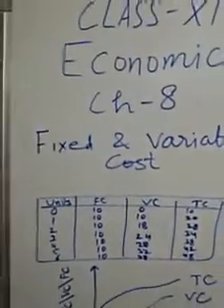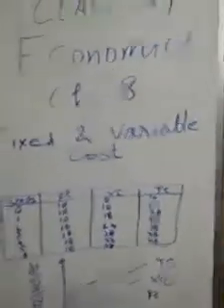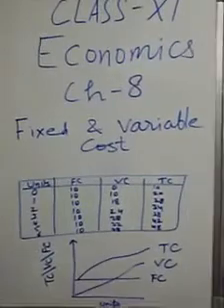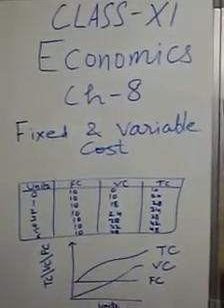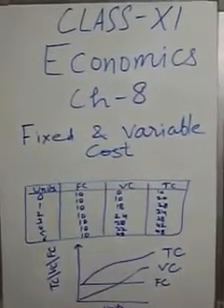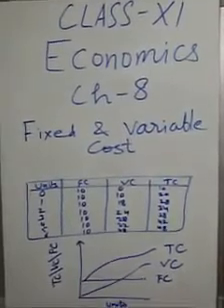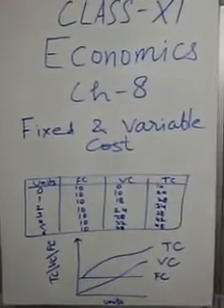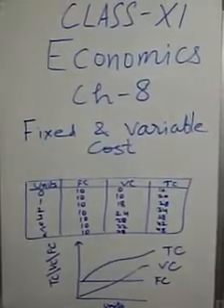To find FC, we should deduct VC from TC, then we get FC. If we have to find VC, it is very easy. You deduct FC from TC and then you get VC. And for TC, you simply add FC plus VC and you get TC.